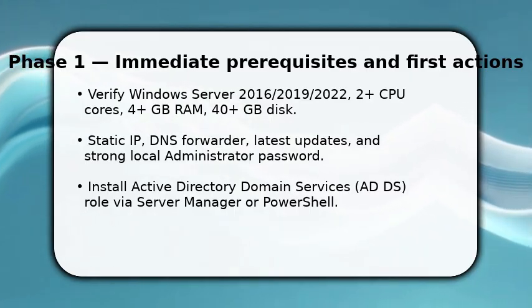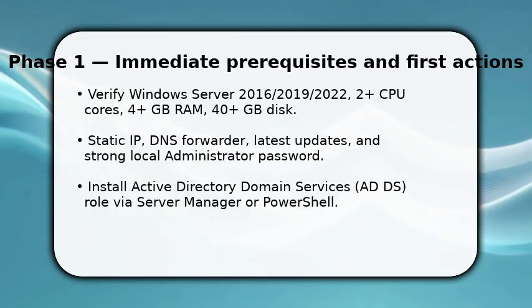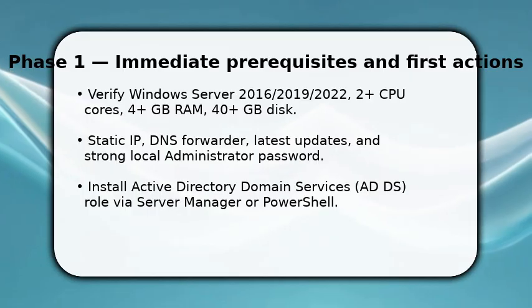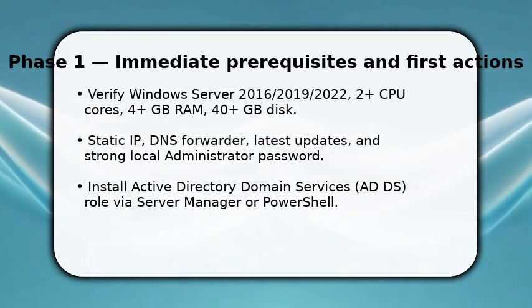Why this first? Because AD requires a stable network identity and DNS to function, so set the static IP and point DNS to your server or forwarder. Make sure the administrator account is secured. Now enable the ADDS role and mark the server ready for promotion.